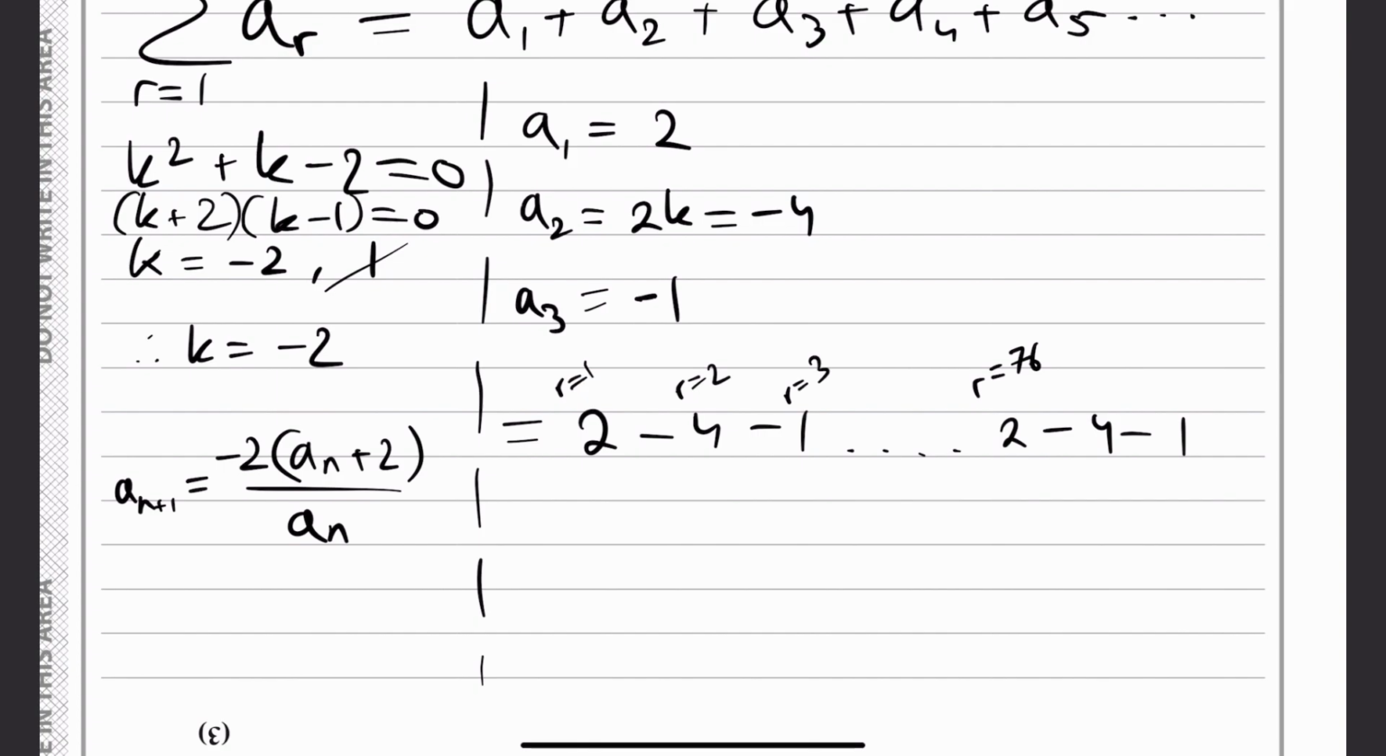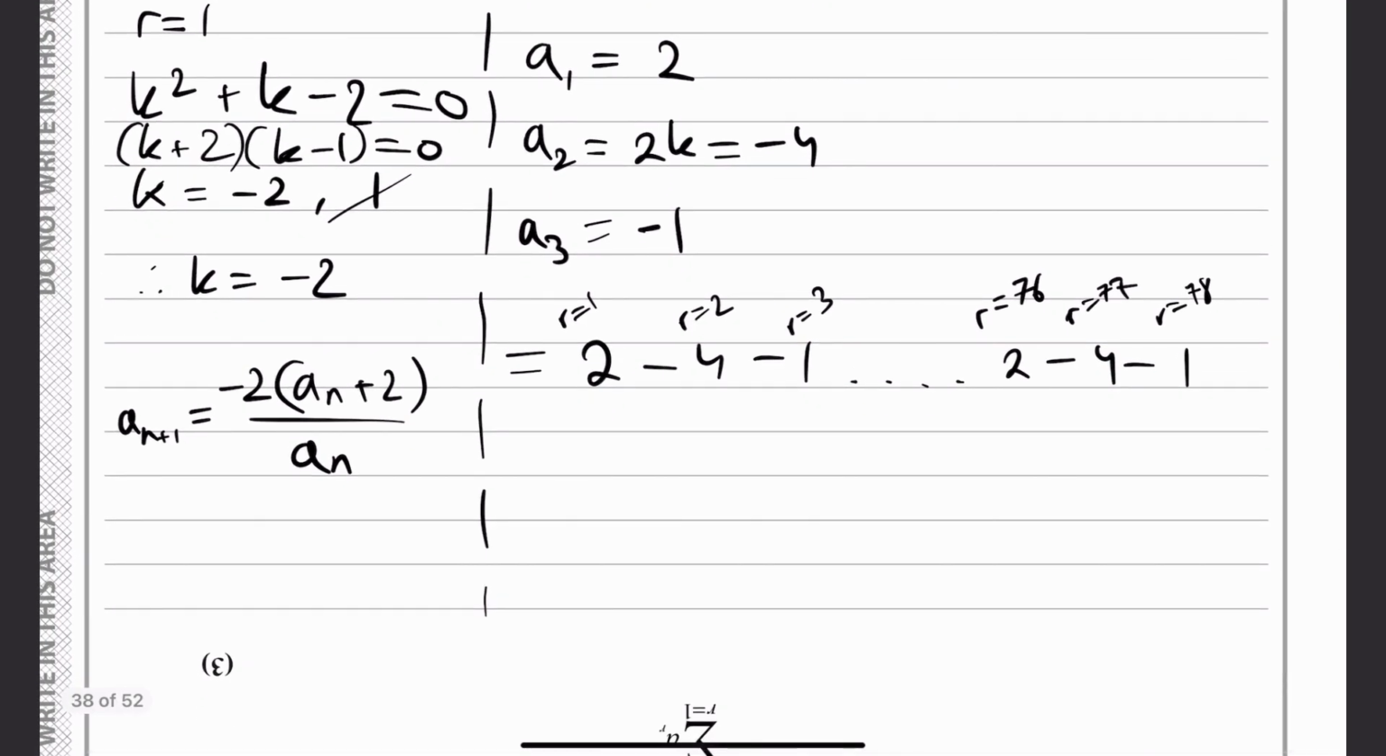So R equals 77. And then we've just got 2 more terms. And now when R is 79, that's going to be plus 2. Then 80, that's going to be minus 4. But there's no minus 1 term. Okay, there we go.